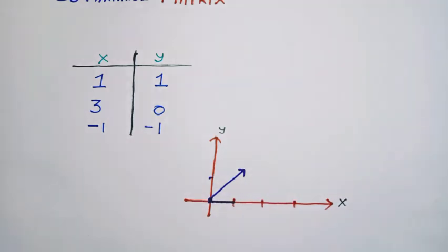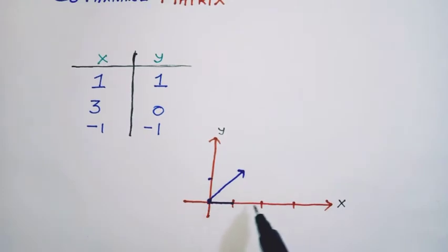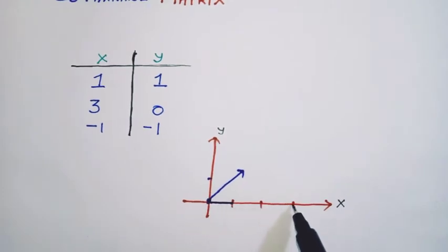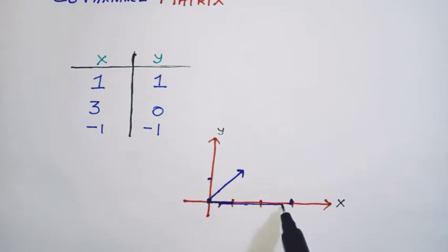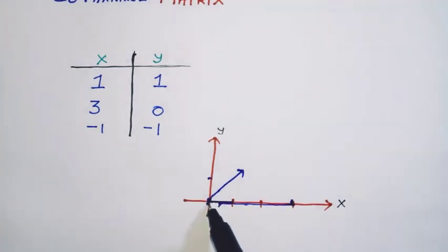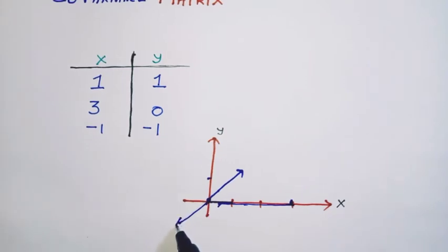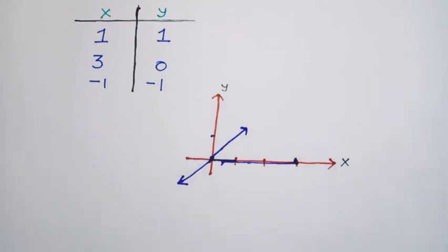Now the second case shows that when x equals 3, y equals 0. So we go 1, 2, 3, and we move up to here. So this is the line. Now when x equals -1, y equals -1, we get something like this. So this shows how we can plot the values of x and y on this graph.